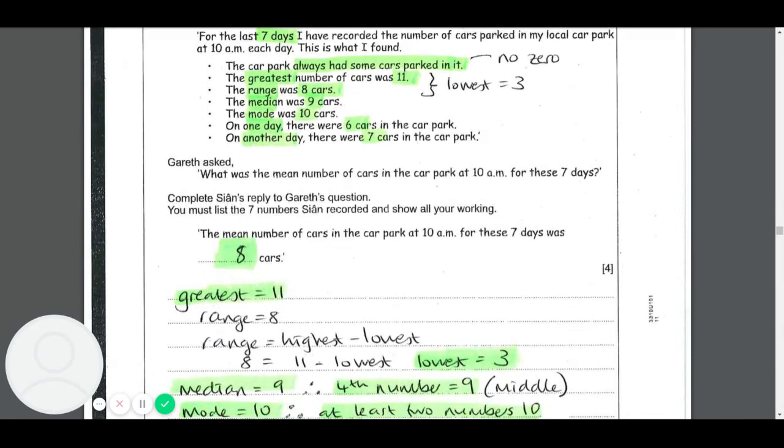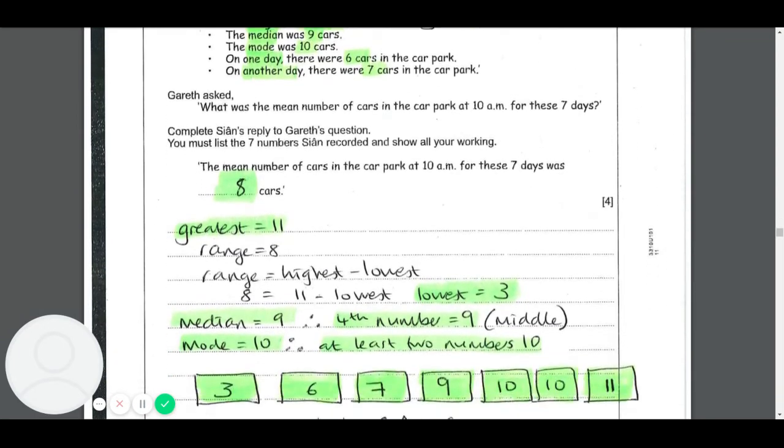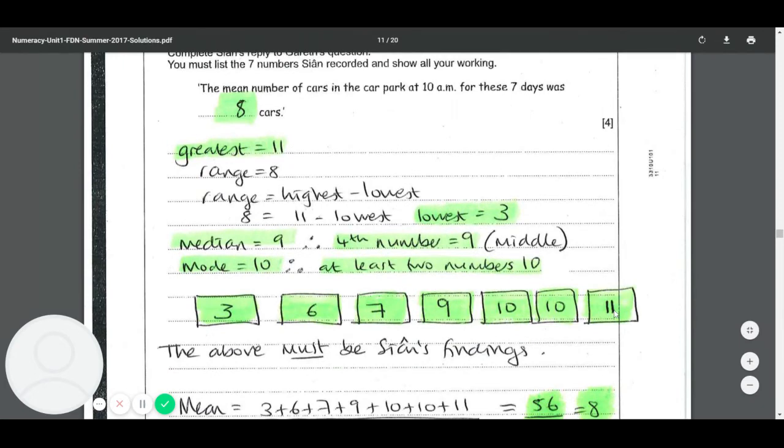Okay, so if the greatest number was 11, then the lowest number had to be 3 for there to be a range of 8. So we've got 11, we've got 3, we've got 6, and we've got 7. That's 4 of the days there. Now the mode was 10, which means that there's got to be 2 10s in there, at least. And there's one more day, and if the median has got to be 9, then it's got to be a 9 as well.